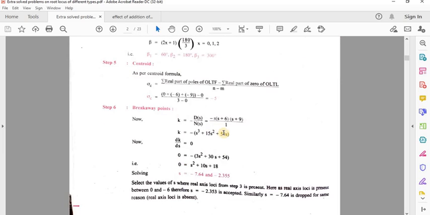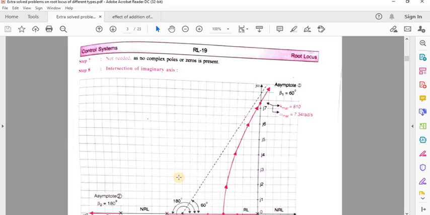So they have given here, as real axis loci is present between 0 and minus 6, therefore s equal to minus 2.353 is accepted. The other one is dropped because real loci is absent for that.